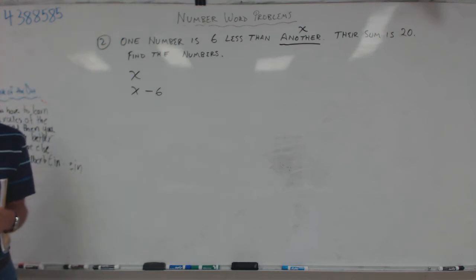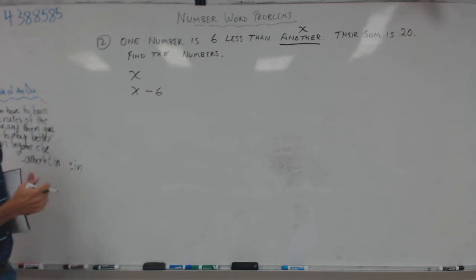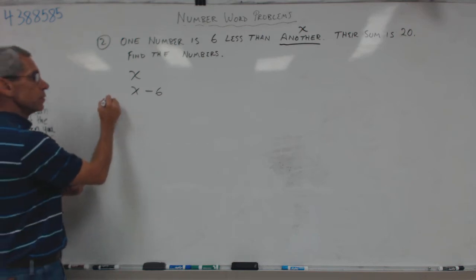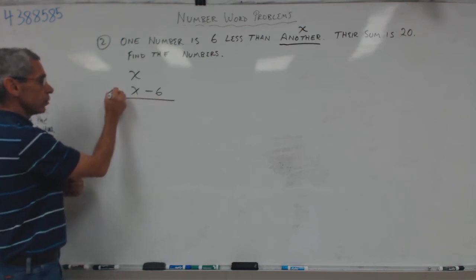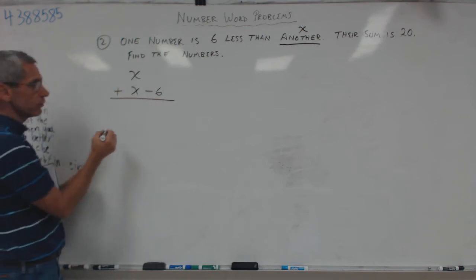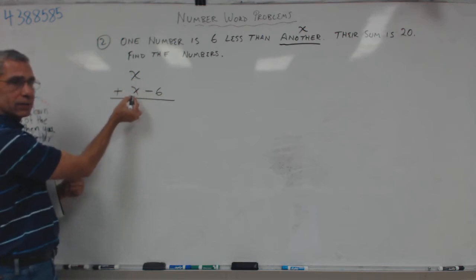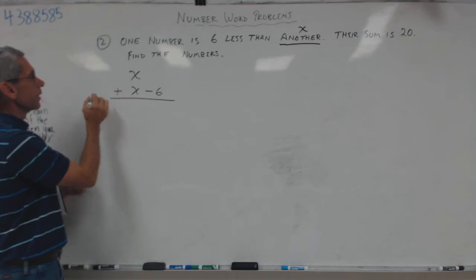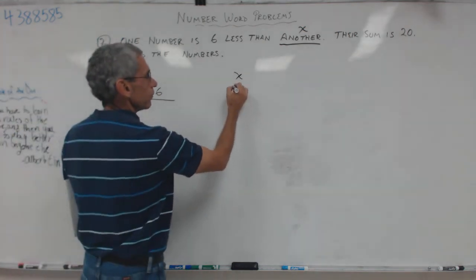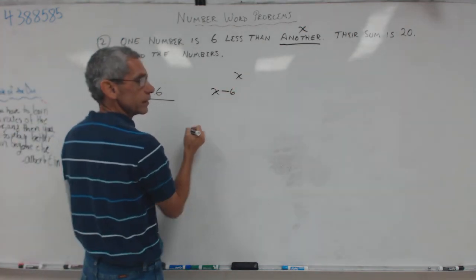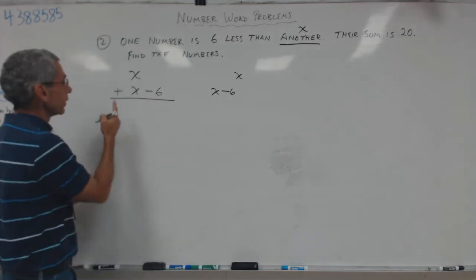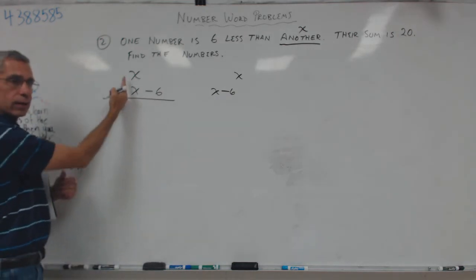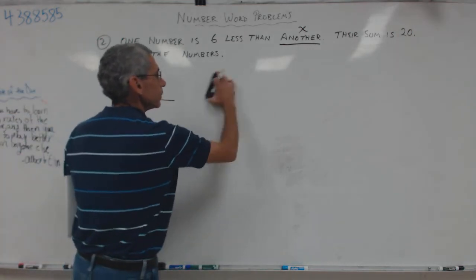What would I do? Their sum is 20, so you would add those two together. So I'm going to do it this way. I like the vertical personally. It's just faster for me. See how my X's are lined up? When I write these, I don't write X as my first one and X minus 6 next to it. I do it where my X's are right underneath each other. Then it makes it really clear.